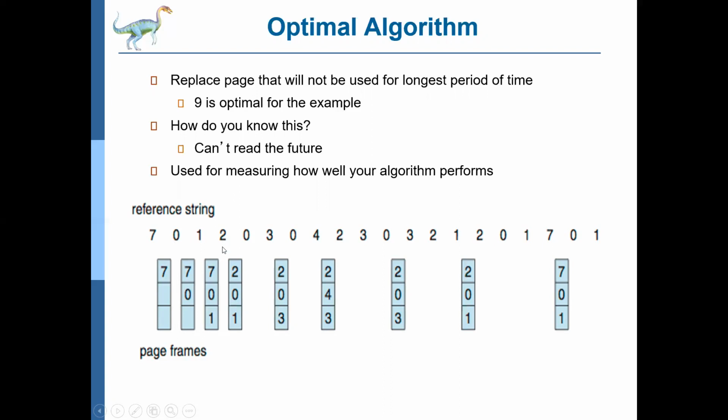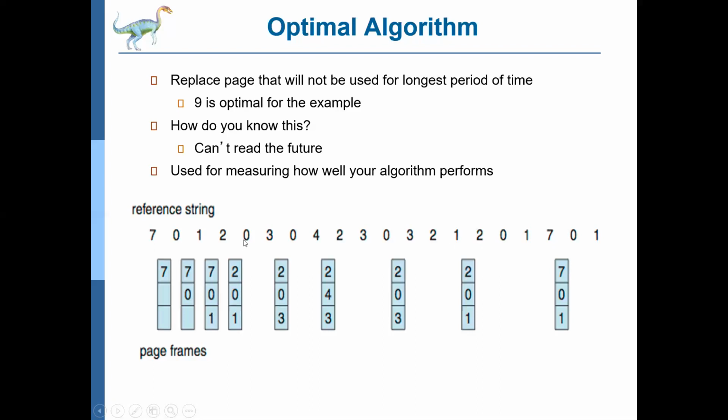From 2 onwards, there are many pages to be referenced. Out of these pages, which page is referred to last? So we search for this 7, 0, 1 towards the right. 0 is found over here. 1 is found over here. So 7 is found at the last. Therefore 7 should be replaced with this value.